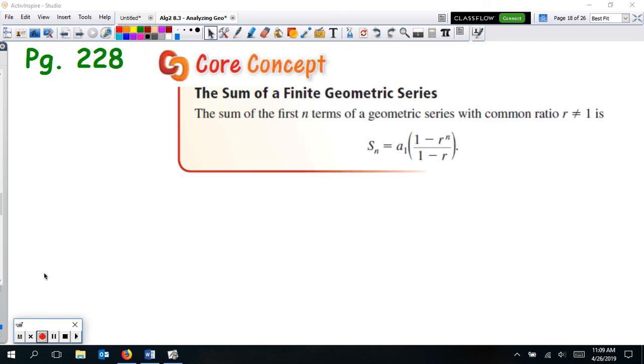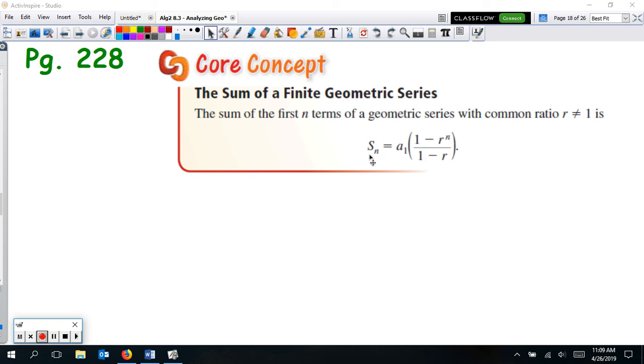Okay, so back on page 228, we see this other core concept, the sum of a finite geometric series. Here's a formula for finding this, and it has to be finite. We will see an infinite series next, but basically if the numbers keep getting bigger, there's no way to find the sum of that series. So this one has to be finite in this formula. This is for a finite series where you have only a certain number of terms in this series.